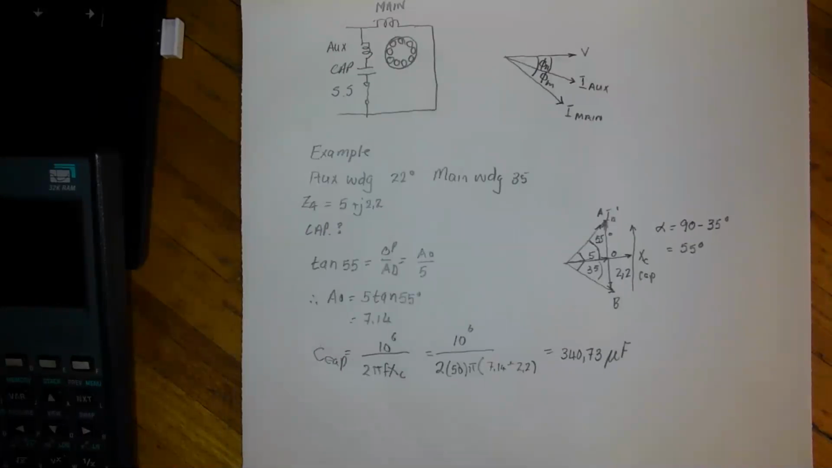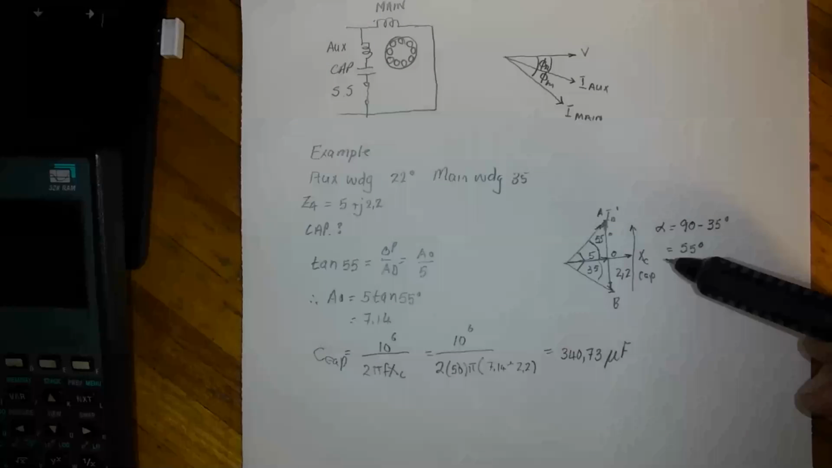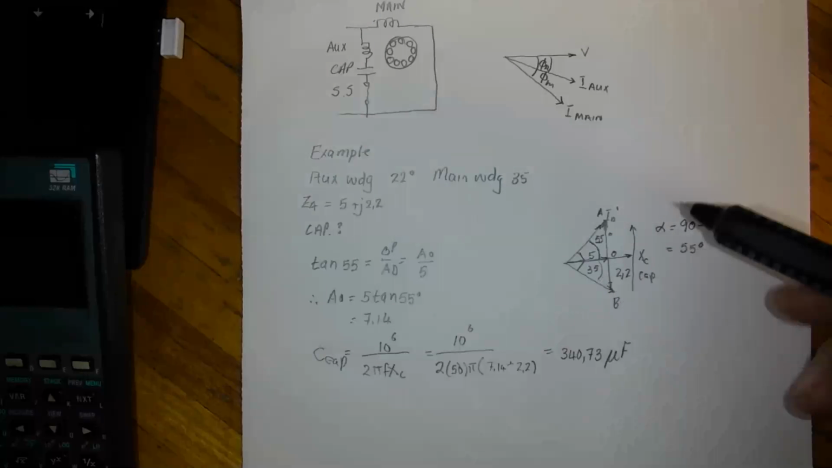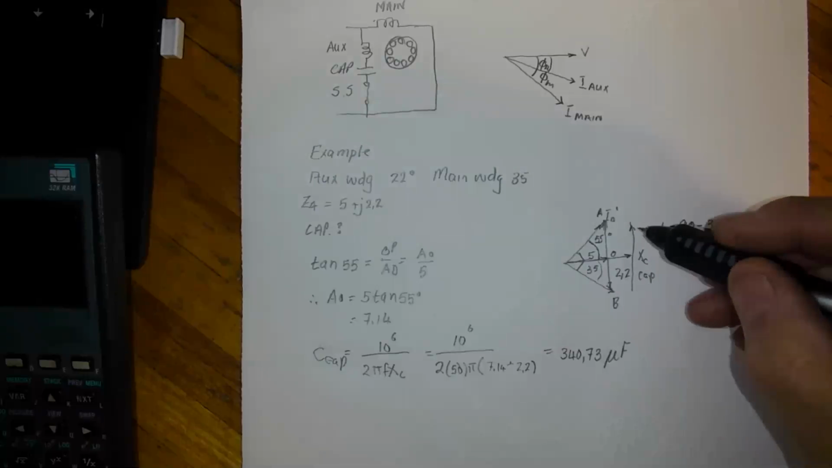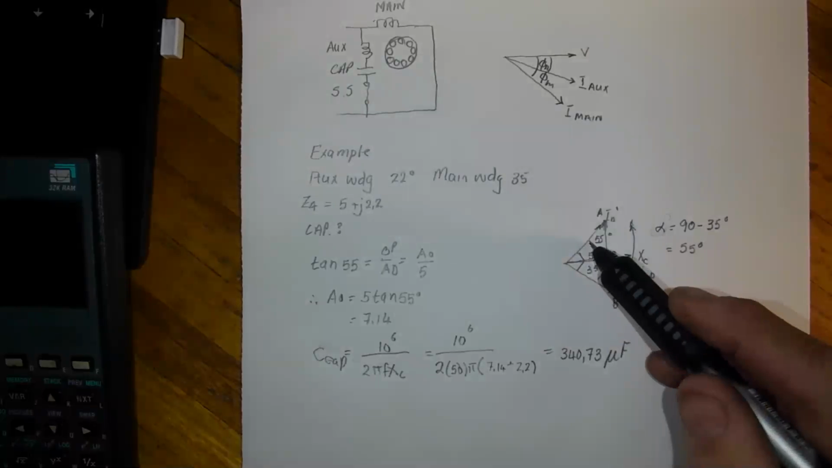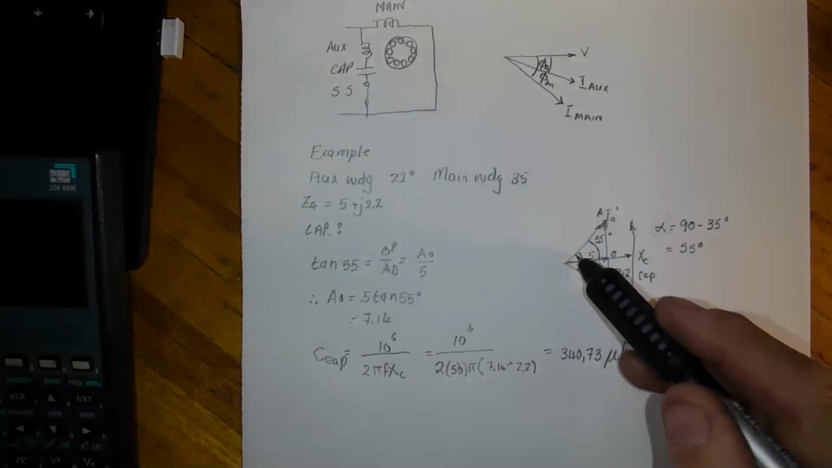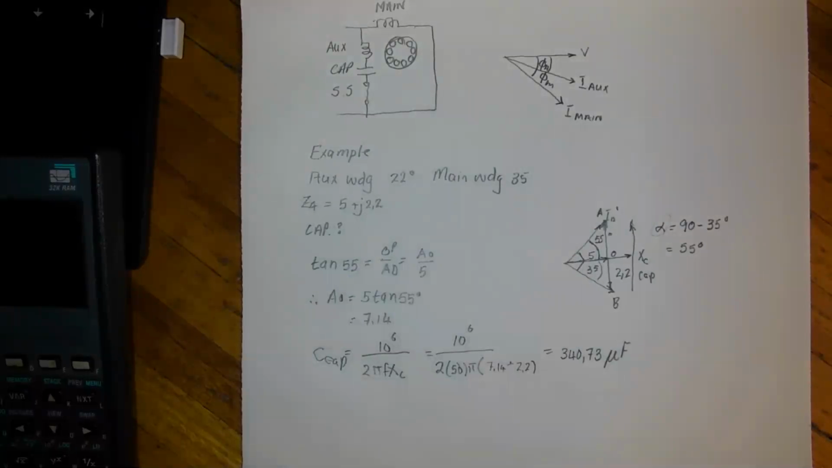And all these problems are done in the same way. First of all, they give you the windings and the angles, and then you have to determine what is the capacitance to cause that shift. And alpha is the phase shift, and that's always 90 minus that of the main winding. Any questions so far?